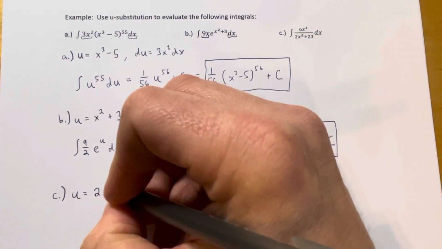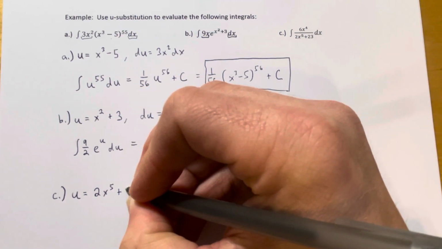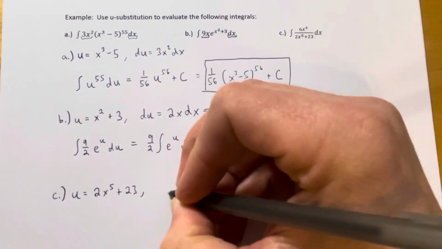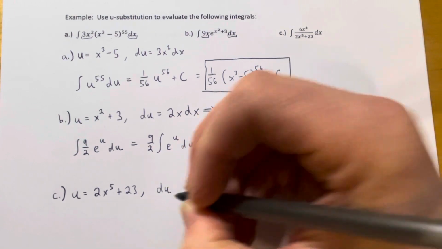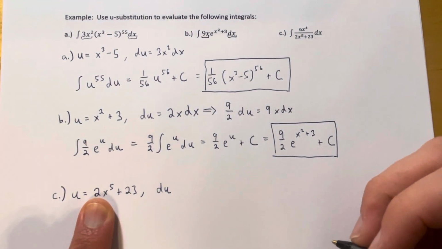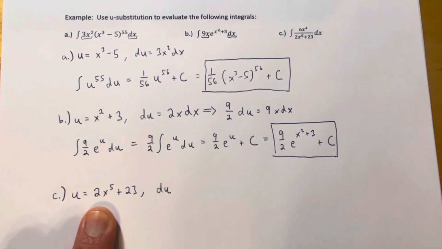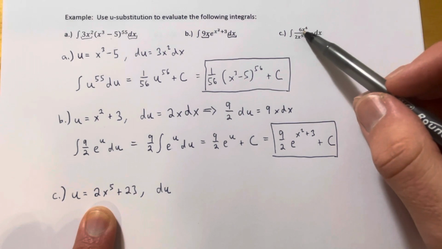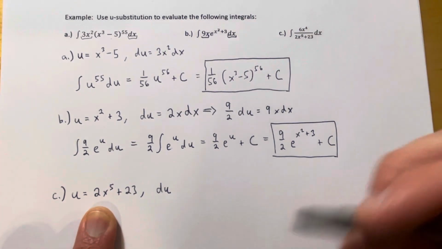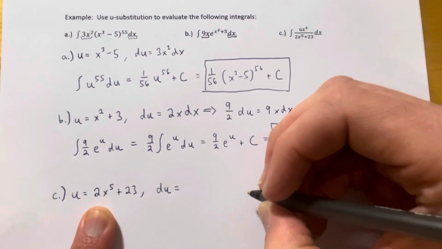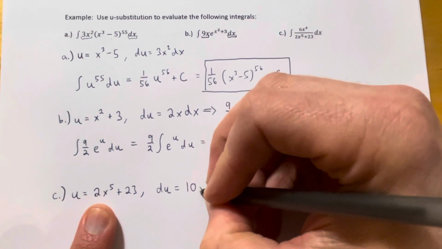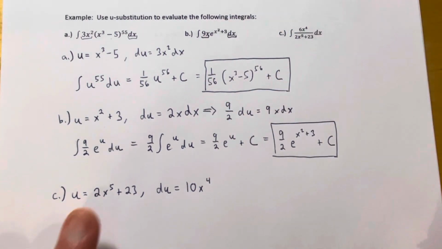2x to the 5th plus 23, I know that when I find my du, I have to take the derivative of this, and I know that the derivative will be a 4th degree polynomial. So I have this hunch that the du is going to involve that 6x to the 4th somehow. Let's find du. Du would just be equal to 10x to the 4th.